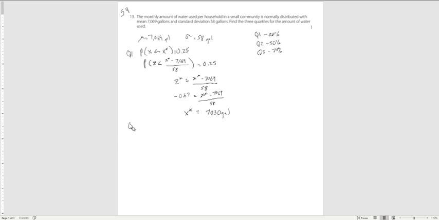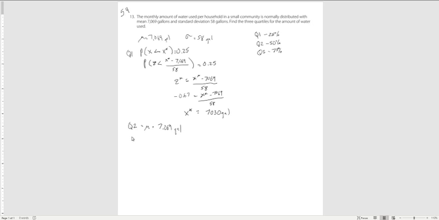Okay, Q2, quartile 2, is at 50%. We could look up in the table and do all the same calculations to find where the 50% point is, or just remember that the 50% point is at the mean. So this is the same as the mean in this case because our distribution is symmetric about the mean. So it's going to be 7,069 gallons.